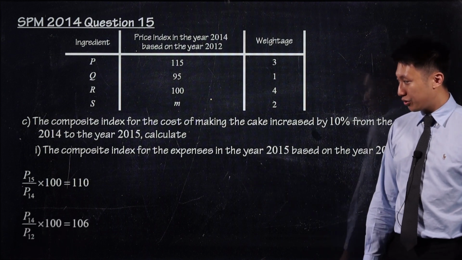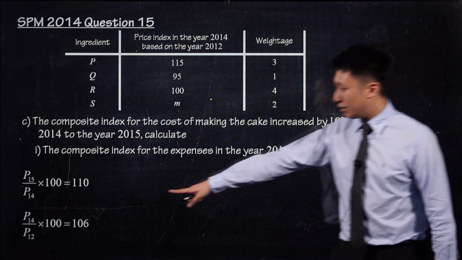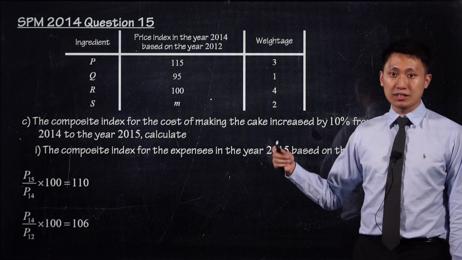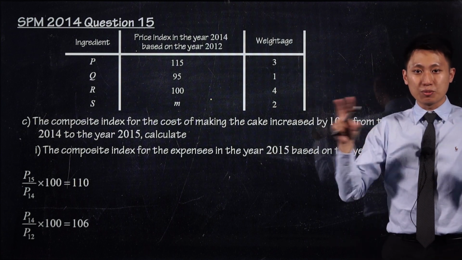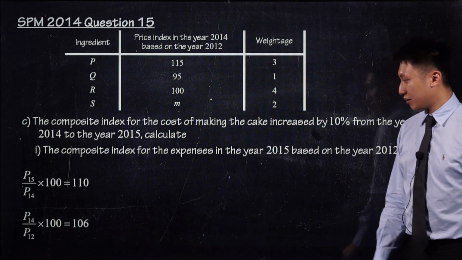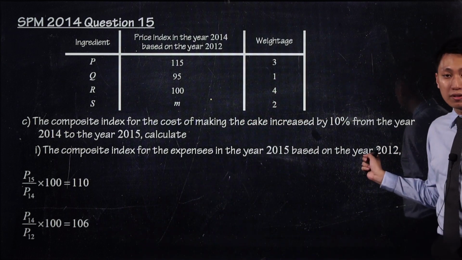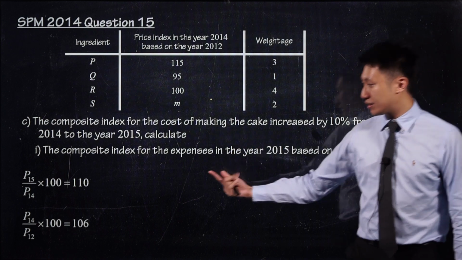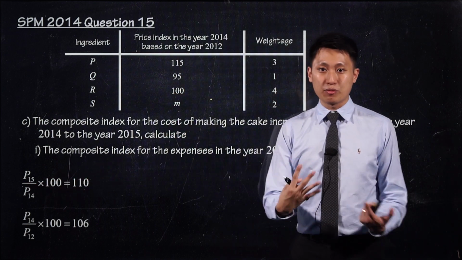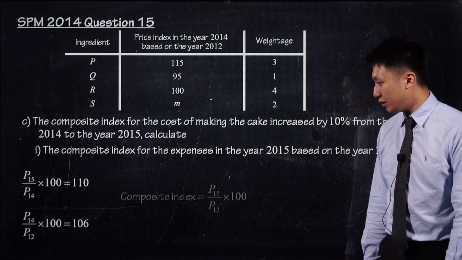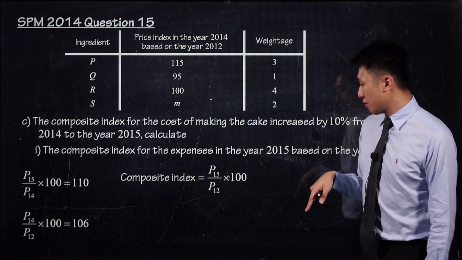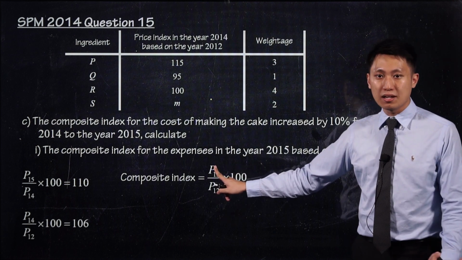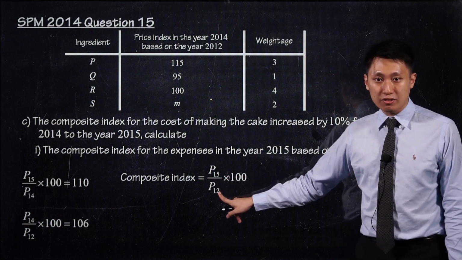Hence, you have this one here, 14 over 12 is 106. This is based on the question, like just now, the one that is hidden in the question. So what do you want now? You want 2015 based on 2012, the composite index. Here you can actually write I, but we just use P to refer to this. Composite index 15 based on 12 is P15, the price 15, divided by price 12 times 100.